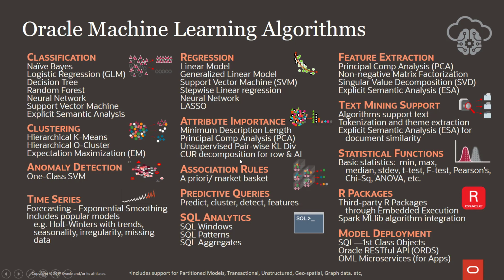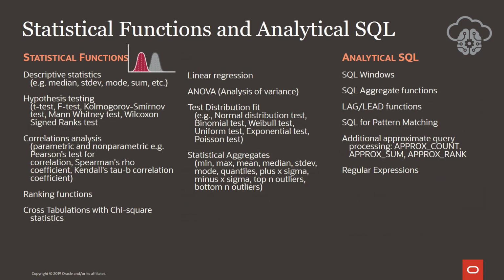So let's go use some of these algorithms. What I'm going to do here is I think I'm using a random forest, one of the classification techniques, and I'm also going to use an attribute importance, where we're going to try and find the key variables that are most associated with a good bottle of wine. So let's continue on. Oh yeah, also there are a number of statistical functions that come with the database.